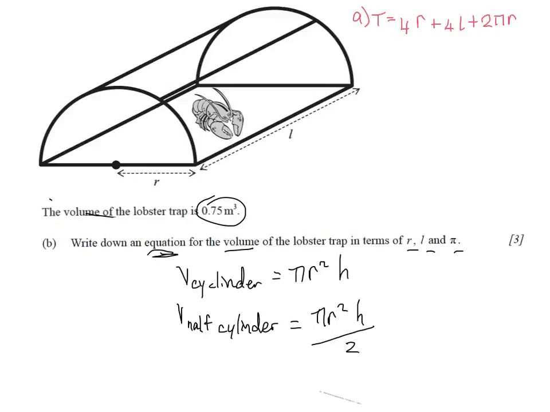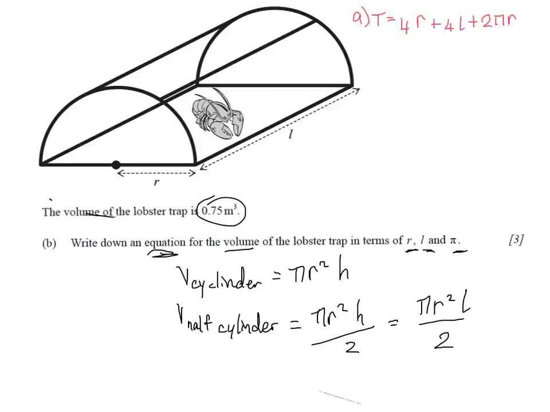Now, the question said, give the answer in terms of r, l, and pi. Well, I have here r, h, and pi. What's the problem with the h? Well, if you notice here, our length is the height of our cylinder. It's not called h in this question. It just so happens that in this particular question, it's called L. So the volume of our half a cylinder is actually pi r squared L over 2.